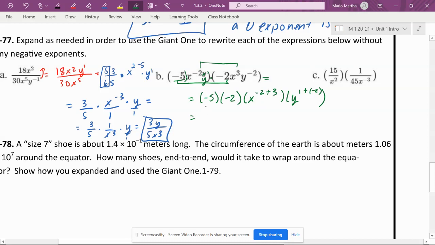So simplify: a negative times a negative is a positive 10. Negative 2 plus 3 is x to the first. Then 1 plus negative 2 would be negative 1. Since we have a negative exponent, remember, flip that over, and that's it. You're going to get 10 times x over y, and that's your final answer.